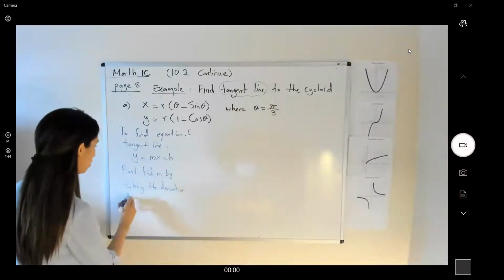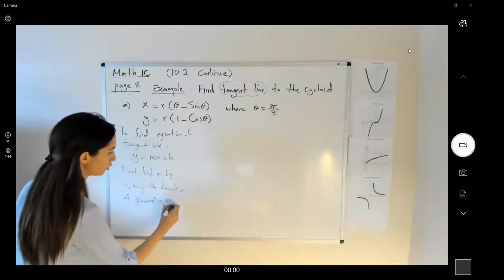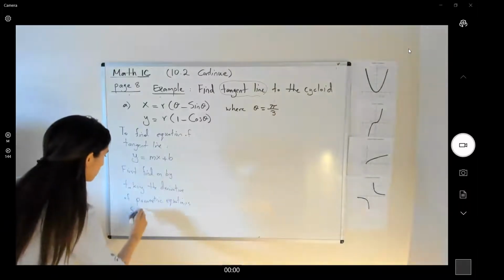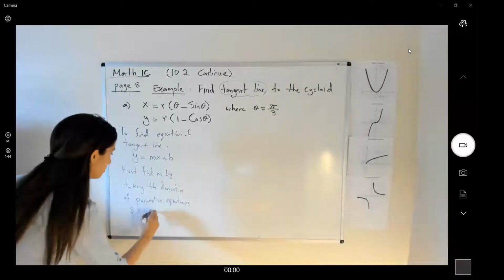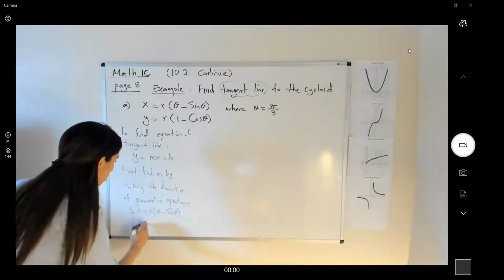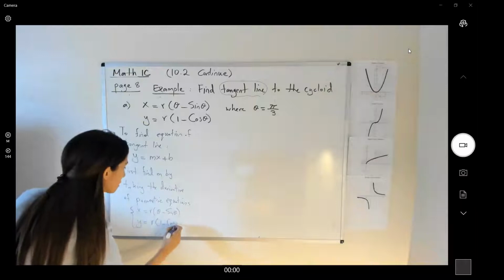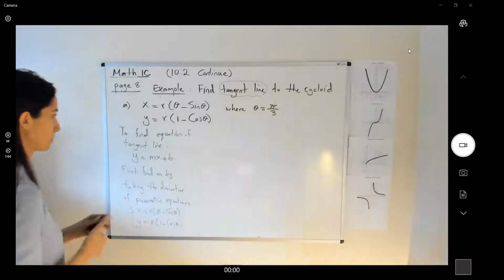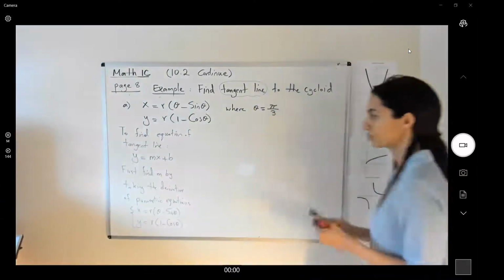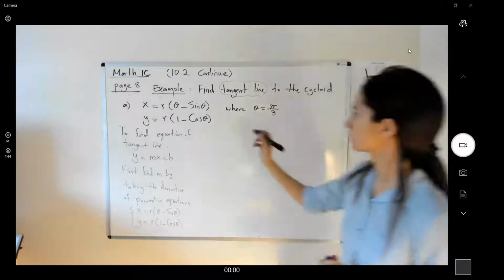The derivative of the parametric equations for x and y, which are x equals r times (theta minus sine theta), and y equals r times (1 minus cosine theta). So these are the steps that we have to take to write the equation of this tangent line. Okay, the derivative.